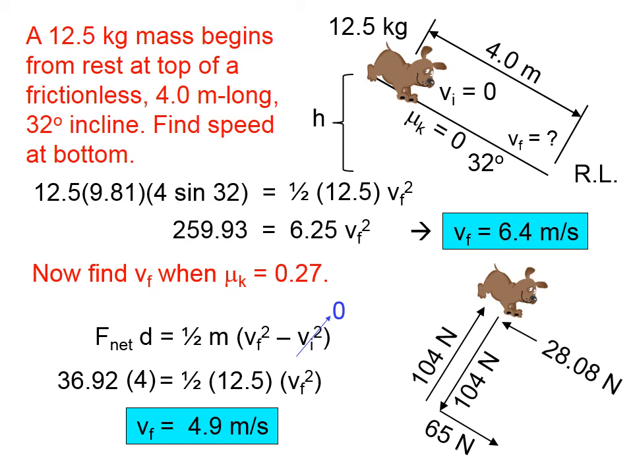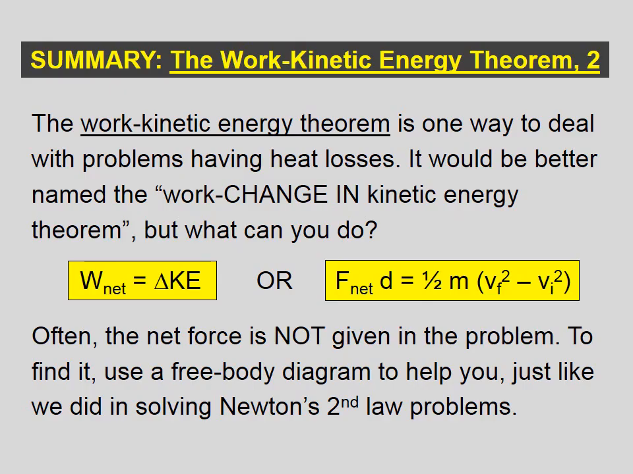And sure enough, when there is friction, the mass has a lower speed at the end than when there isn't any friction. The work-kinetic energy theorem is one way to deal with problems having heat losses. It would be better named the work change in kinetic energy theorem, but what can you do? There are the equations for the work-kinetic energy theorem. Often, the net force is not given in the problem. To find it, use a free body diagram to help you, just like we did in solving Newton's second law problems.